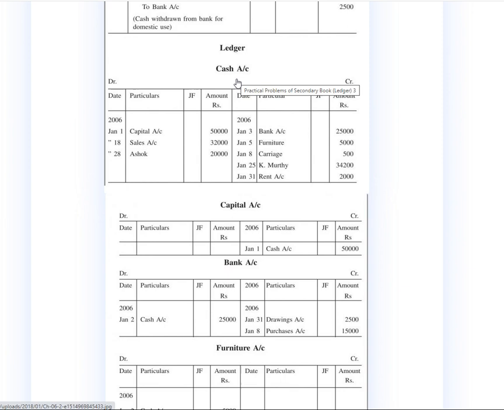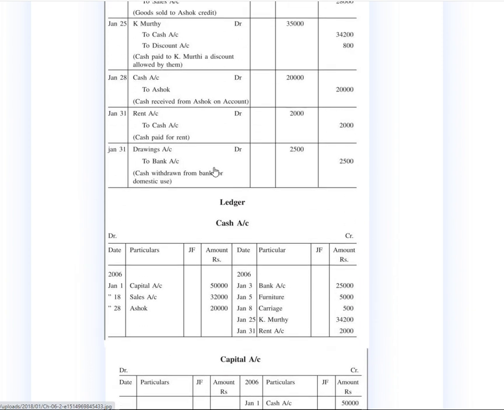On cash account, how will it reflect now? Cash account credited by furniture account. Here they have given a correct date, January 5th. Furniture is being purchased, hence it is being credited 5,000 rupees. Okay, so that is how we are recording.